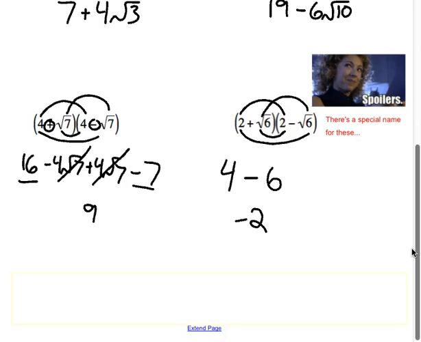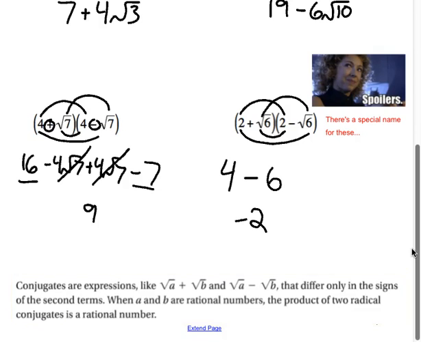And the special name that I was referencing is conjugates. Conjugates are expressions like square root of a plus square root of b or square root of a minus square root of b that differ only in the signs of the second terms. When a and b are rational numbers, the product of two radical conjugates is a rational number. It's going to give you a nice number. So please do jot that down at the bottom, add that to your notes for me before we move on to the next page, because this conjugate stuff is actually important for division problems.